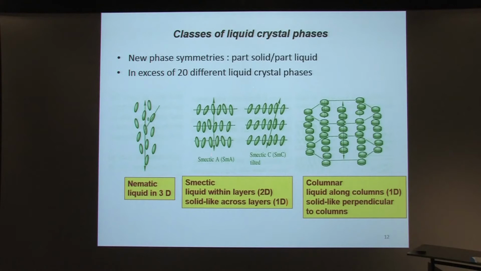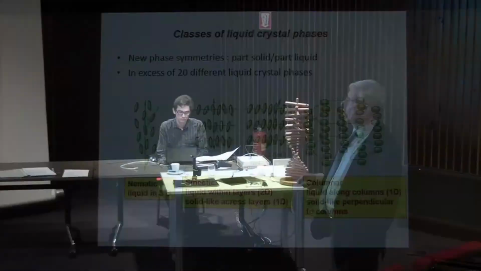That means that you can detect these in X-rays very easily, and you get proper Bragg reflections, but only from the scattering due to the layers. That is, they are liquid in the plane of the layers, but solid-like perpendicular to the layers. They are one-dimensional solids, if you like, two-dimensional liquids. And indeed, there is another class of liquid crystal known as columnar, in which you have solid-like, that is a lattice organization of positions in two dimensions, but along the columns they're liquid-like. So you have a one-dimensional liquid along the column and a two-dimensional solid perpendicular to the columns. So there are lots and lots of variants of those.